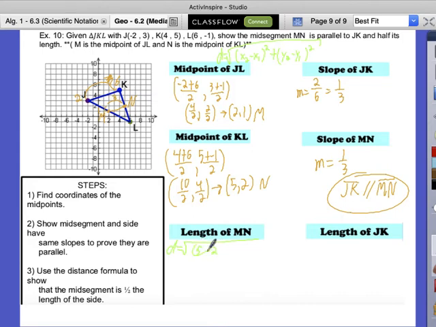I don't know why I did that. 5 minus 2, plus 2 minus 1, and square that. So d is equal to the square root of 3 squared plus 1 squared. So d is equal to the square root of 9 plus 1, aka the square root of 10.